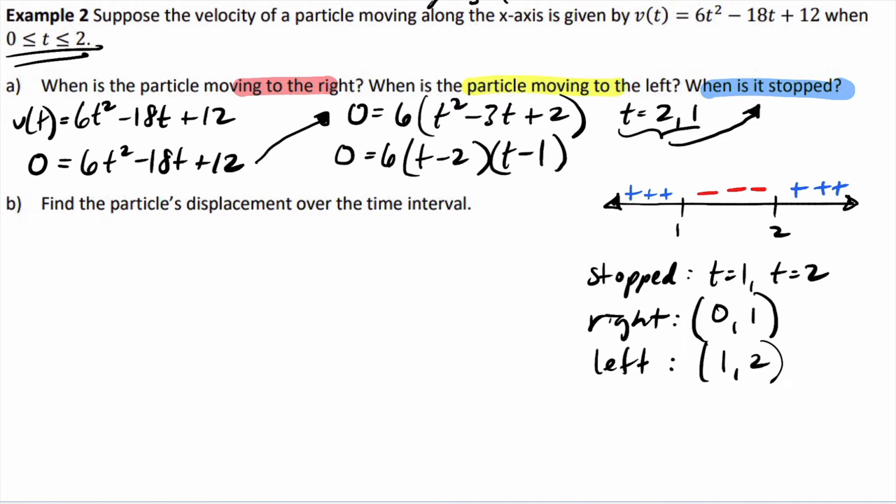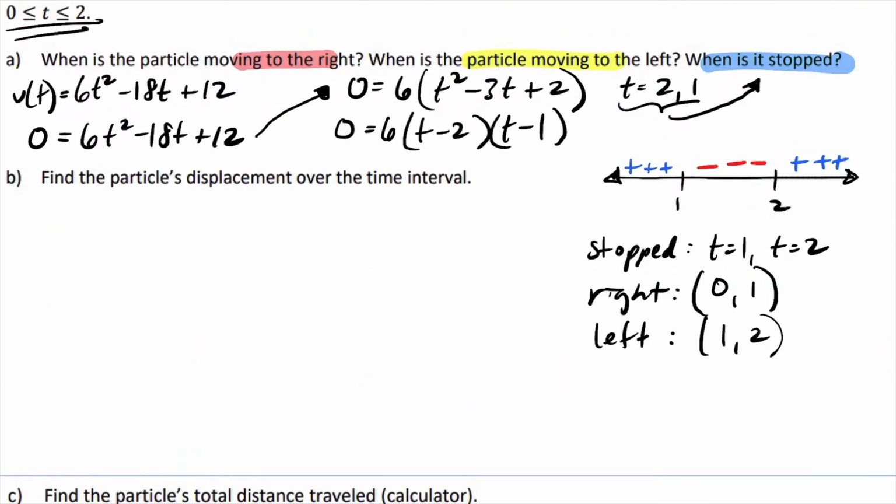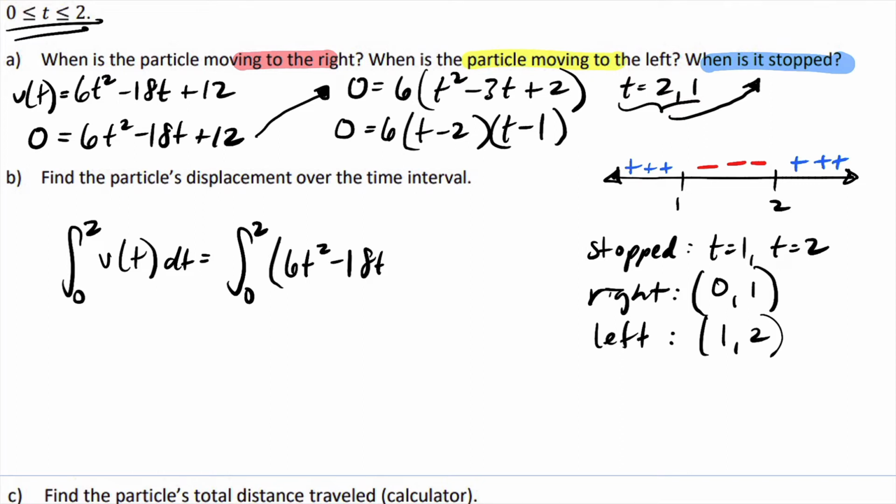Part B says displacement over the time interval. Displacement. I've seen that word before. Saw it here, and more importantly, I saw it here. If I want to find displacement, this is how I do it: 0 to 2, or A to B, velocity. So let's set it up. From 0 to 2, and then V of t, because it's going to be V of t, dt. So that's the same as the integral from 0 to 2 of 6t squared minus 18t plus 12 dt.